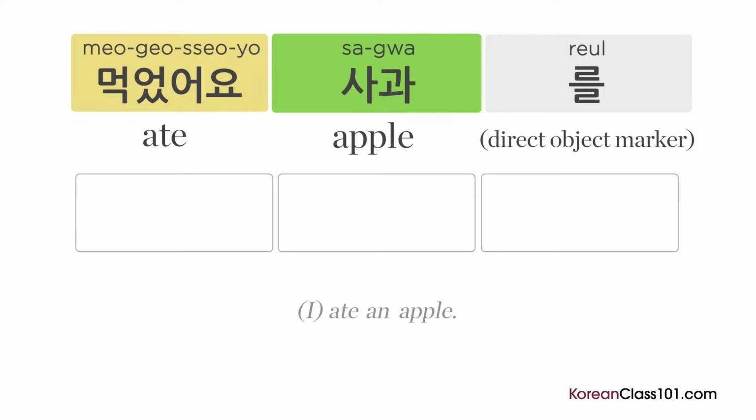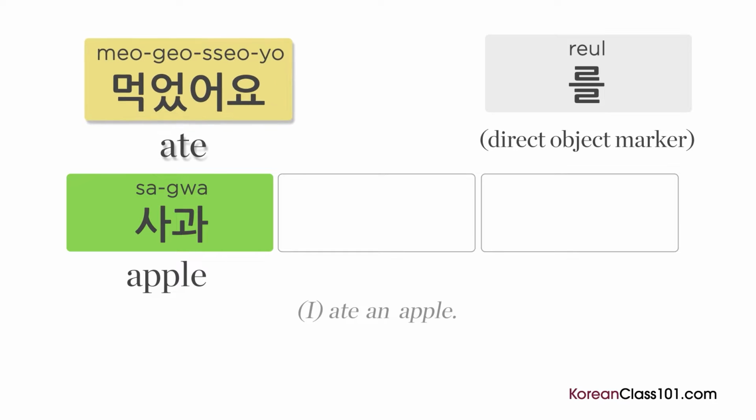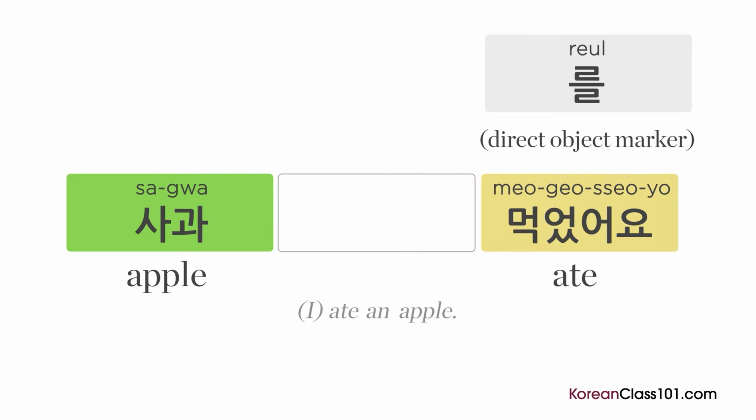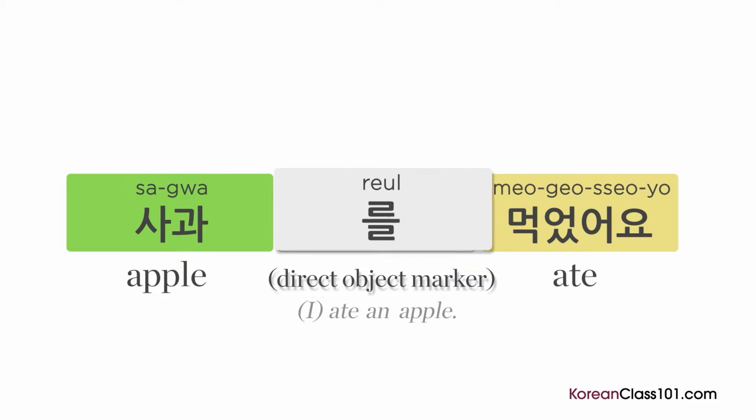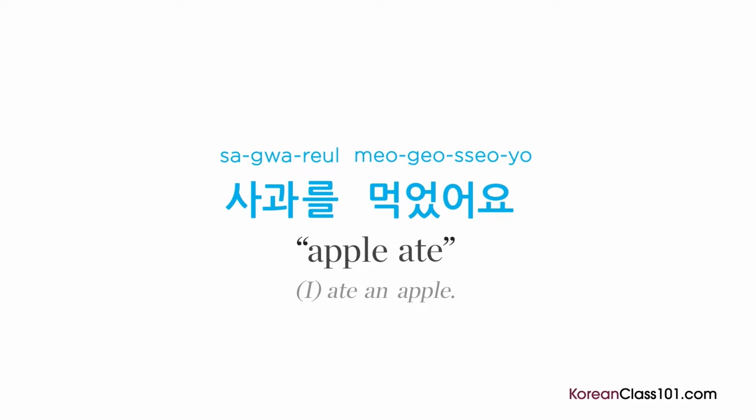Got it? The object goes first, so let's put apple here. And the verb goes last, so let's put ate at the end. Finally, we connect them using the appropriate particle. And that's it. 사과를 먹었어요. Which means, I ate an apple in Korean.